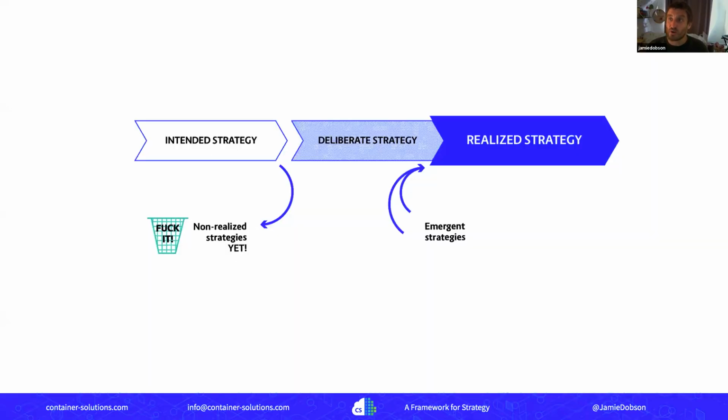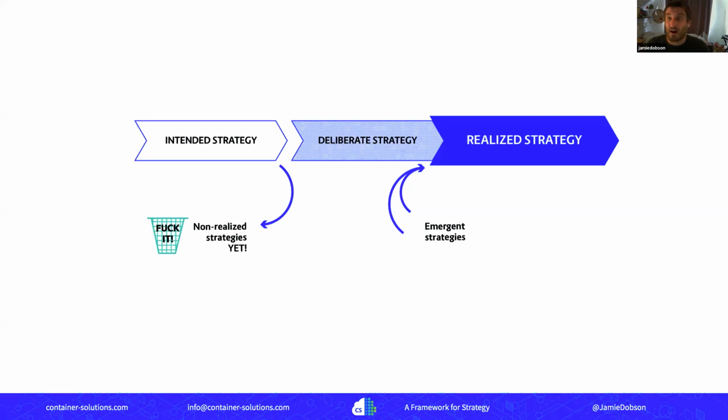Formally, this is called emergent strategy. And this model that you're looking at now is taken from Henry Mintzberg. He's an academic, expert really in strategy and management. And it's been altered by the team at Container Solutions to suit our needs. There are 5 key elements here.